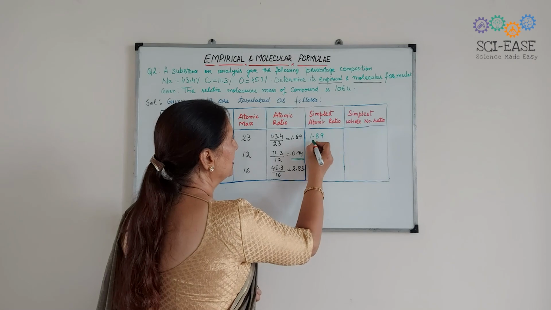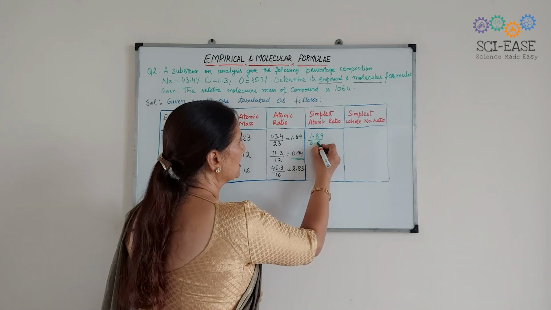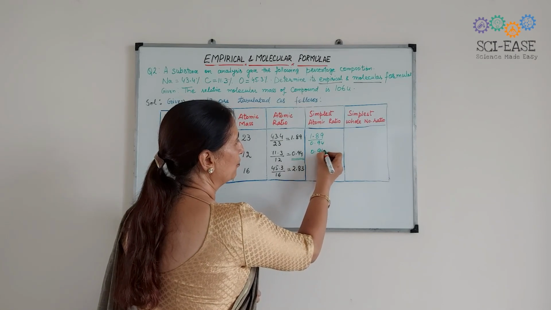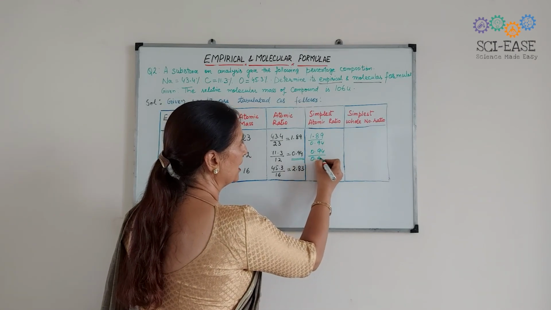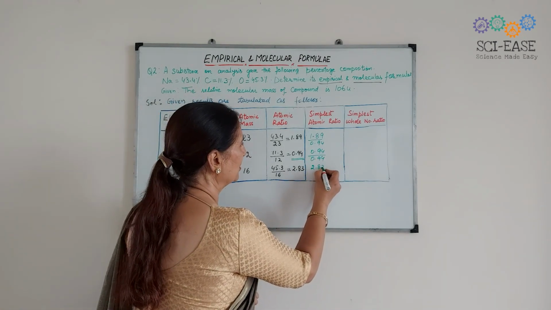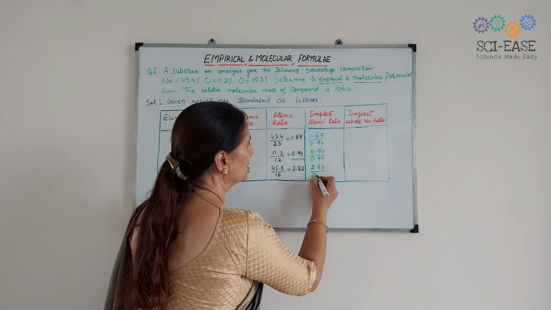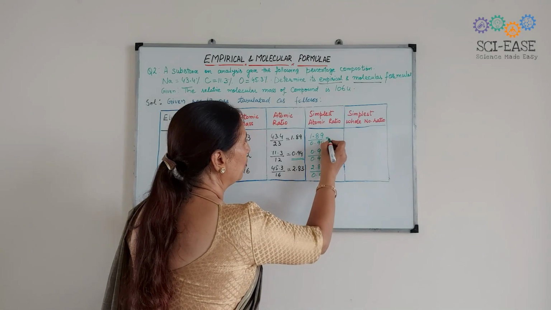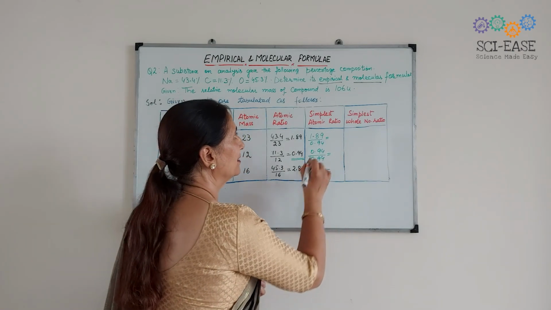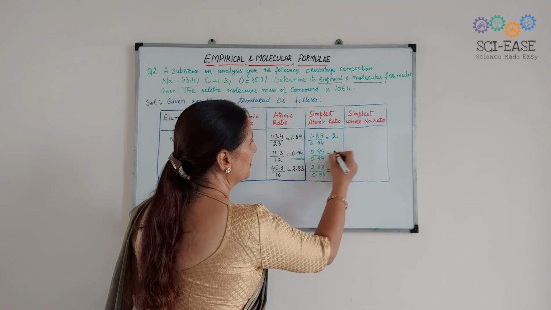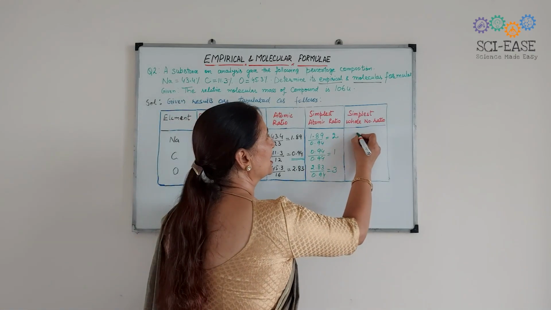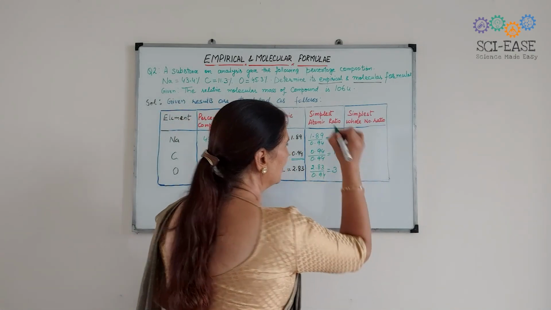1.89 divided by 0.94. In the same way, 0.94 divided by 0.94. And third one, 2.83 divided by again 0.94. So what is the result? What is the simplest atomic ratio? Here it is 2, here it's 1, and here 3. So the simplest whole number ratio is 2, 1, and 3.